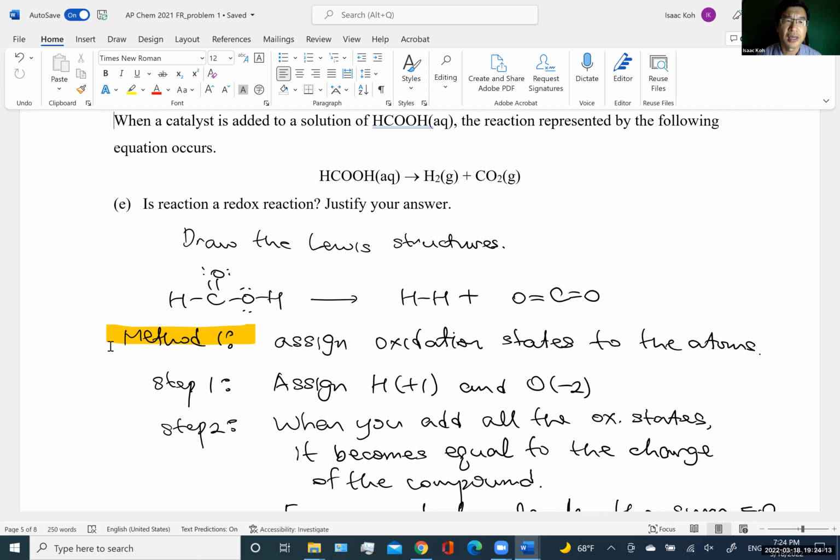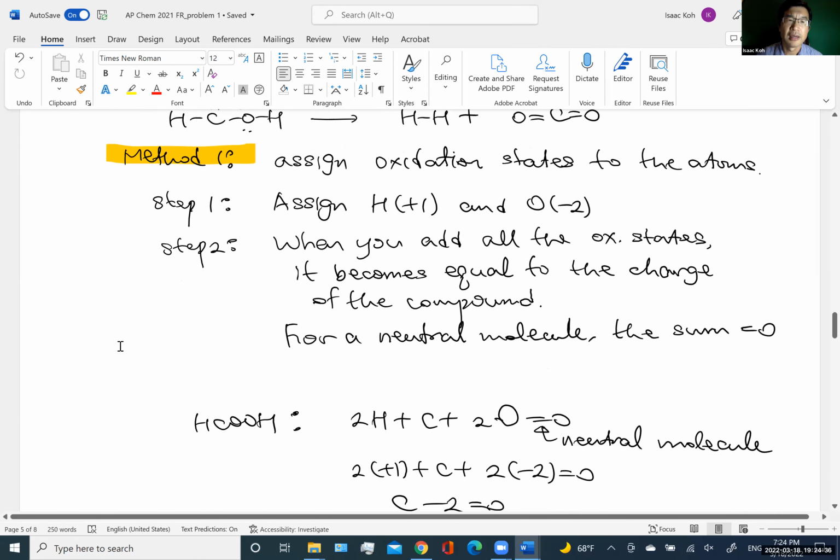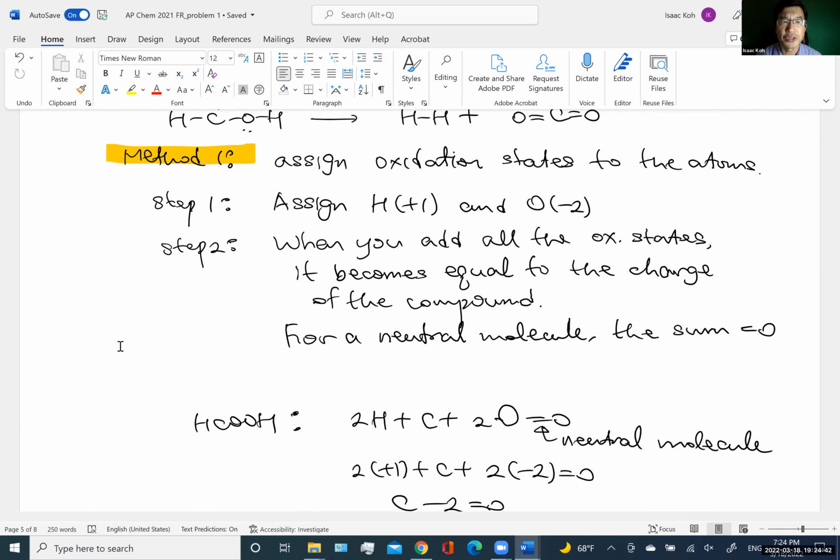Is the reaction a redox reaction, an oxidation-reduction reaction? Justify your answer. It will help us when you draw the Lewis structures: methanoic acid is carbon, hydrogen, carbon like this way, and then it is dissociated into hydrogen and carbon dioxide. Let's think about two methods. The first method is the more rigorous method. Let's assign oxidation states to the atoms and see if the oxidation numbers of the atoms are changing or not.